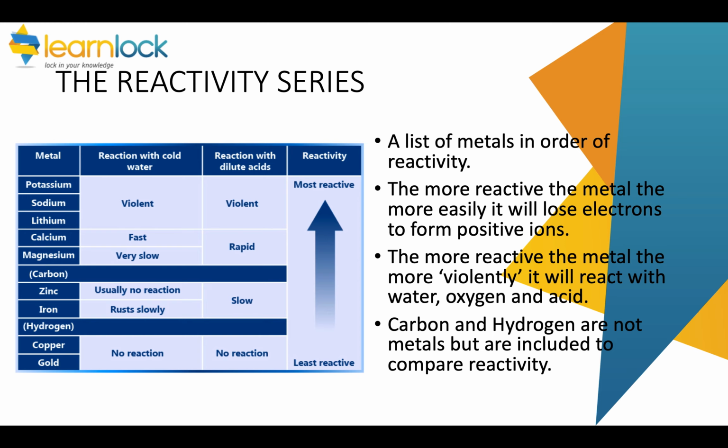Starting off, you need to know the list of metals in order of reactivity. It's called the reactivity series. At the top you have the most reactive metals, at the bottom you have the least. The more reactive the metal is, the more easily it will lose electrons to form positive ions. And the more reactive it is, the more violently it will react with water and oxygen and acid. Carbon and hydrogen are in this list, but they're not metals. The reason they're in the list is to be able to compare their reactivity to that of the metals.